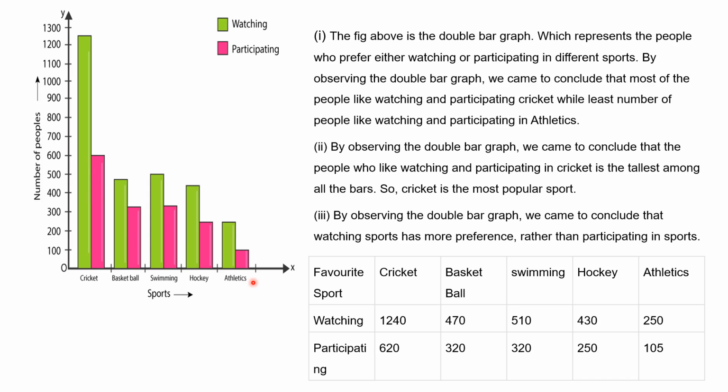These are all inferences. Next, which sport is most popular? Of course, cricket is tallest. Cricket is most popular. Which is more preferred, watching or participating? Of course, see, the first green bar is watching. The second pink bar is participating, right? So the green bar is taller. That's why people love to watch rather than participate in the sports, right? So this is about the double bar graph, how to draw the double bar graph and how to compare the observations.